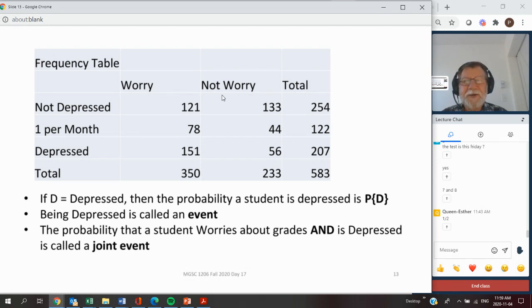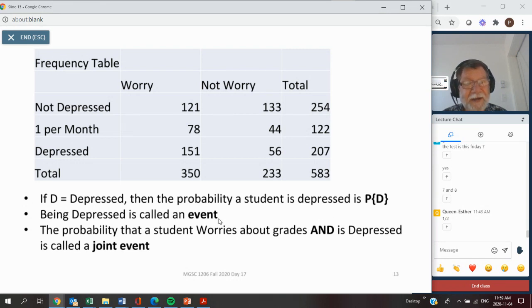So if I'm looking at depression, I might use D to represent depressed. Generally, the letter P stands for probability. So I might write P bracket D, this thing over here, as representing the probability a student is depressed. And that's my 36% I had before.